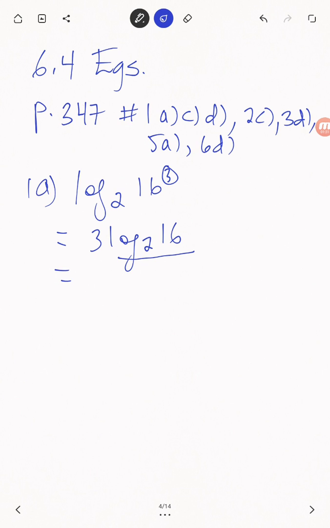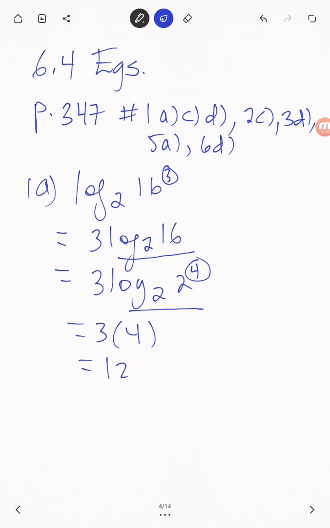And if you can't do that off the top of your head, you have two choices. Either you can change 16 to write it as a power with base 2. So that would be 2 to the 4. And then we can apply our log property that says that when the base of the log and the base of the power are the same, the answer is the exponent. So it would just be 3 times 4, which is 12.